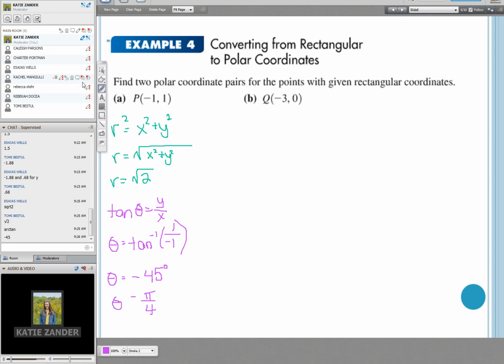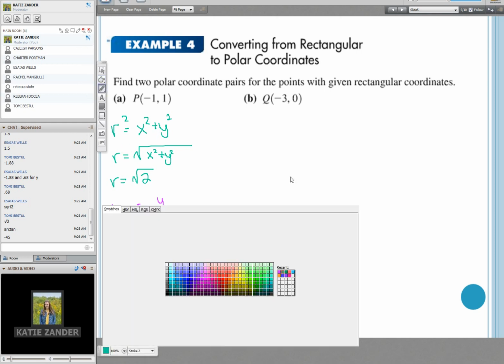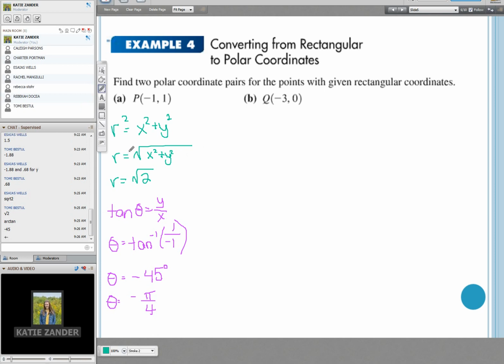Okay, there's one thing, oopsie, that was a bad theta. There's one thing I missed up above though that I'm going to backtrack real quickly to, and that is when I found my r. Technically, when I take the square root of both sides, what should I put in front of that? A plus or minus. So technically, I should put a plus or minus here, and that's going to help me find additional points for that r.